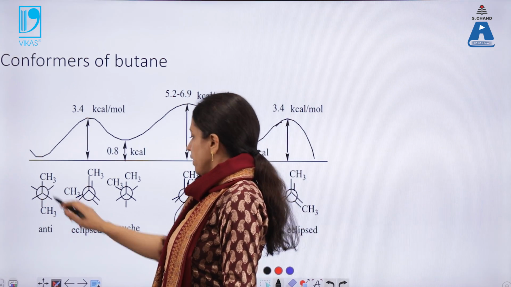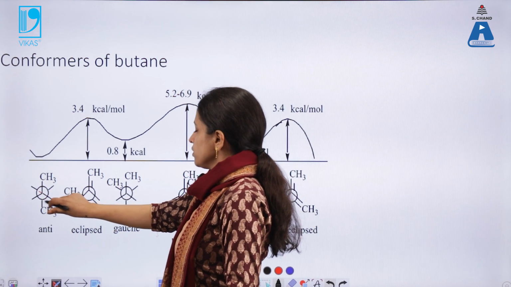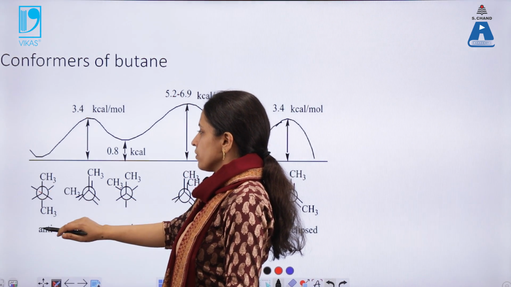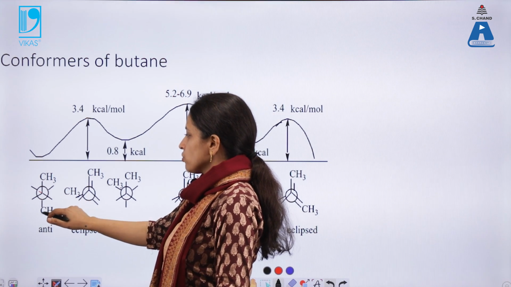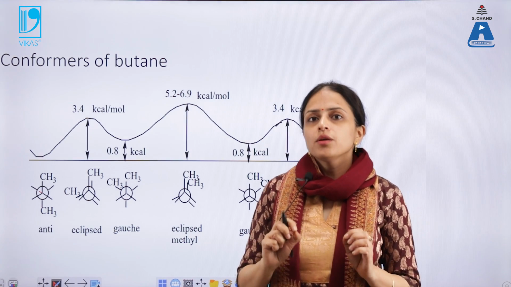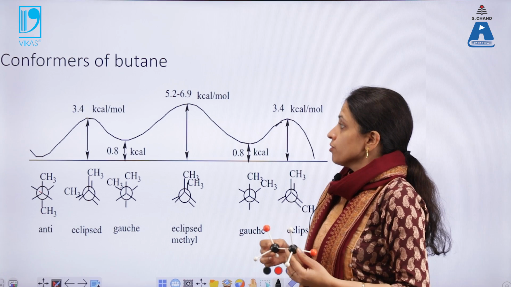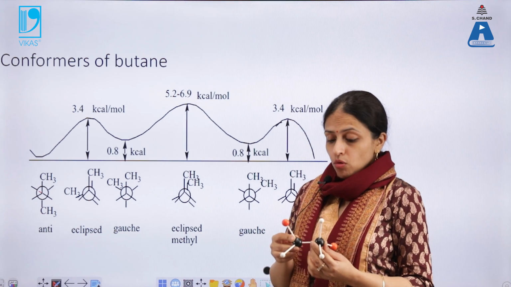The first carbon atom over here has CH3, while the second one has CH3 opposite to it. I will just show this in the 3D representation also. So we can explain the conformations of butane through a 3D diagram also.